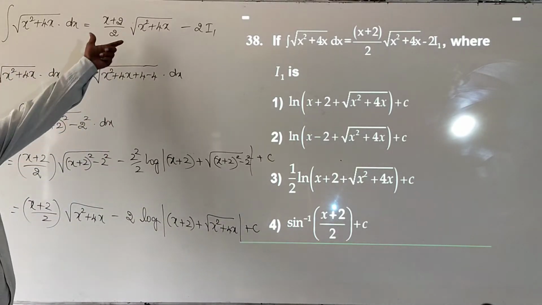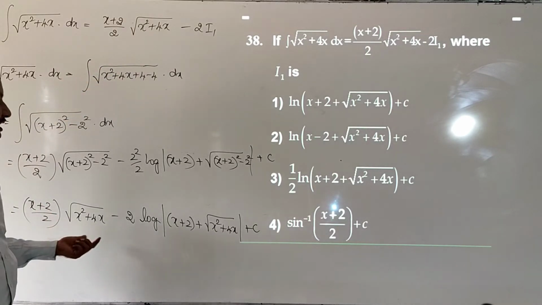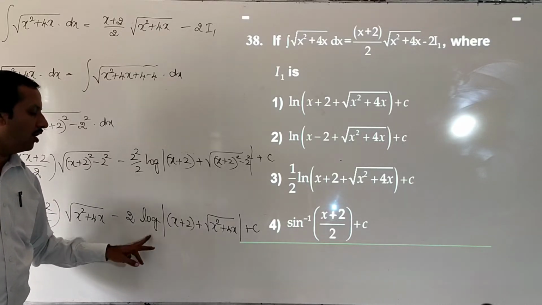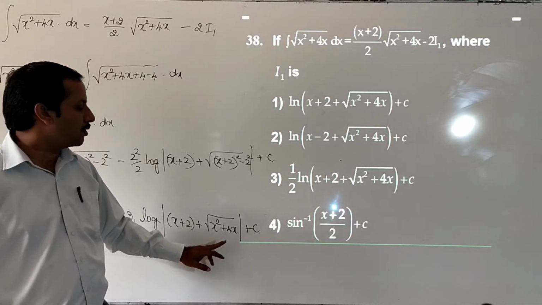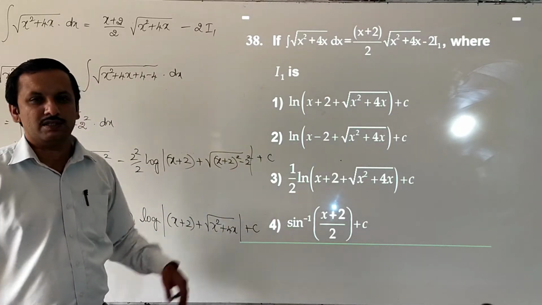Okay, so now look at what they have given here. (x plus 2) by 2 into root of x square plus 4x, that is available, minus 2 into this, which means I1 is log mod x plus 2 plus root of x square plus 4x plus c, which is the first option.